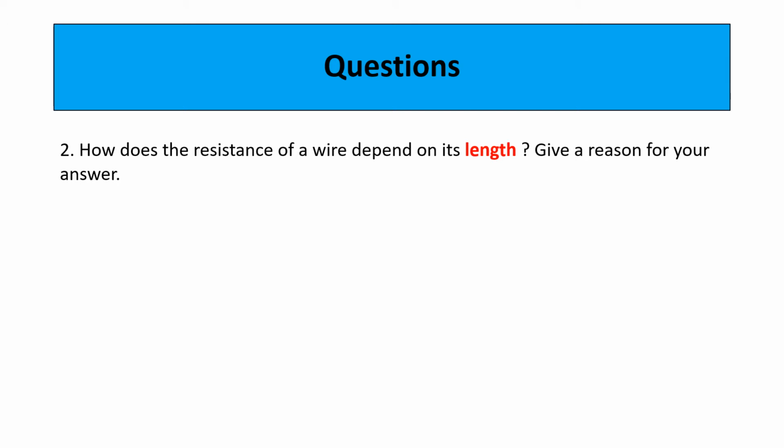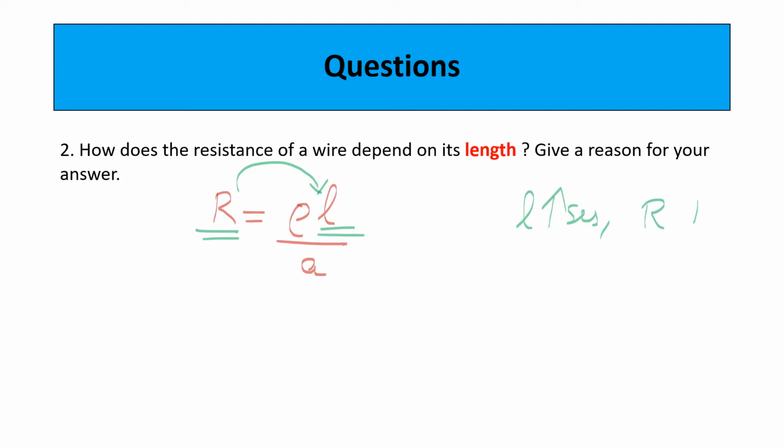Question number 2. How does the resistance of a wire depend on its length? Give a reason for your answer. The resistance expression is R is equal to rho L by A. The resistance R is directly proportional to the length of the conductor. Directly proportional means if L increases, resistance R increases. If L decreases, the resistance R decreases.